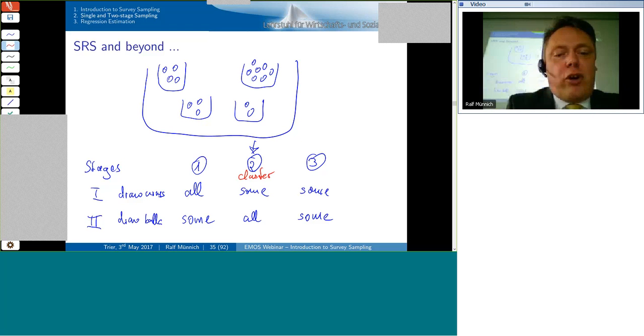So if we then draw all urns and only some balls from each urn, why might that be interesting? Any ideas? Well, let's think about sampling in Europe. You want to have information from all countries, but you not necessarily need a census in the countries, and that means all countries but only some households in each country. Could also do that with federal states or whatever, and that's what we call then stratified random sampling.